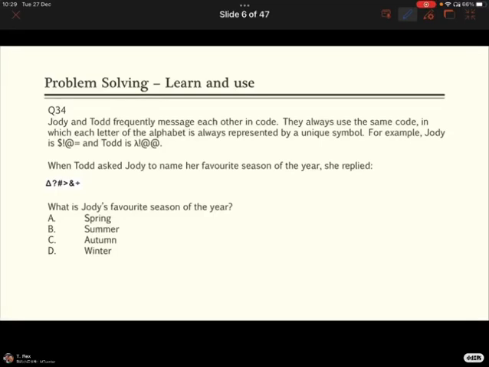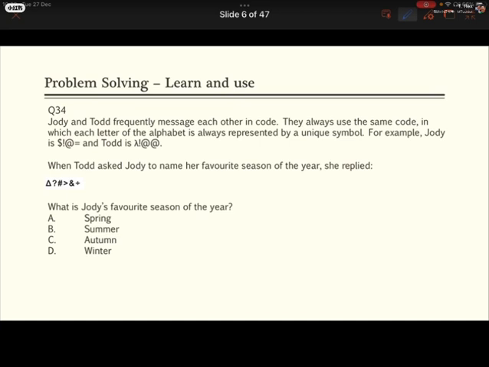Next, question number 34. In my test, around my 20 students, 55% got it correct, which is 11. So 9 students got it wrong. So look at this question number 34.